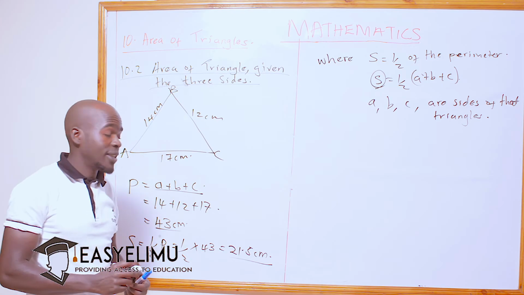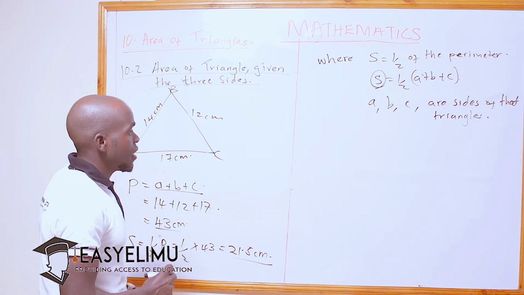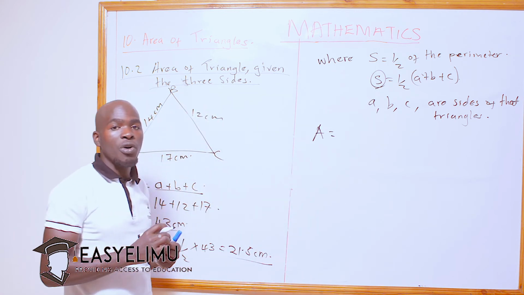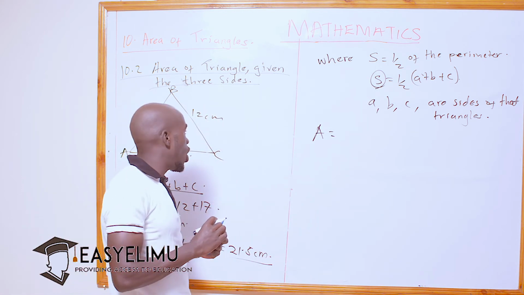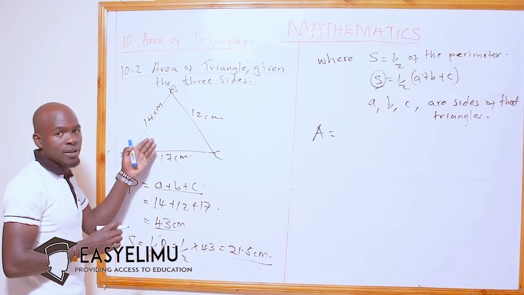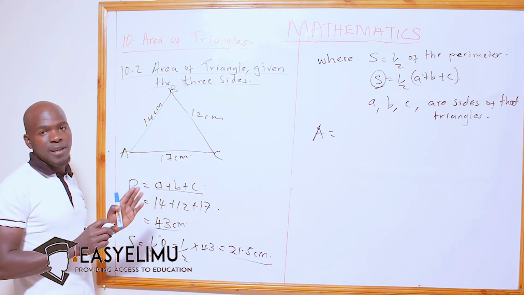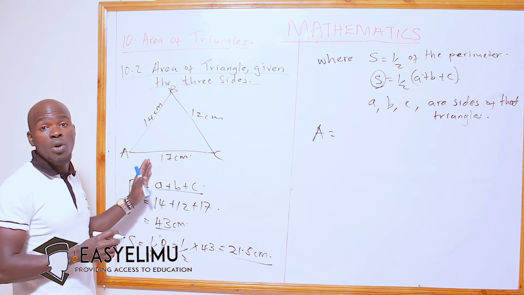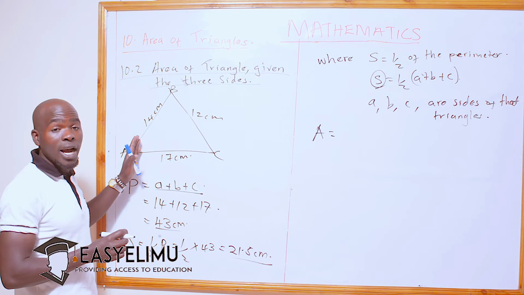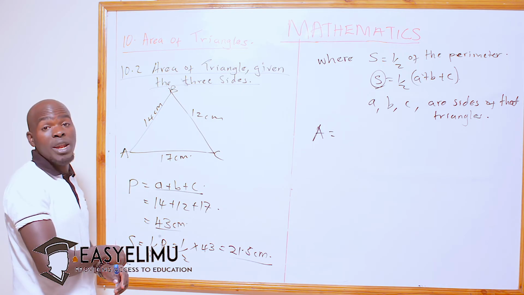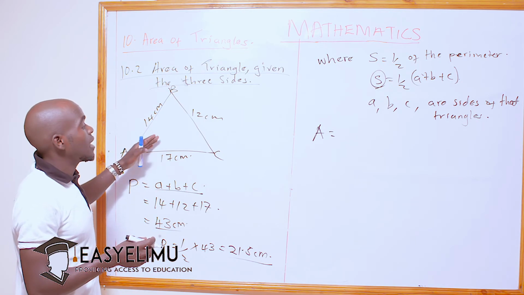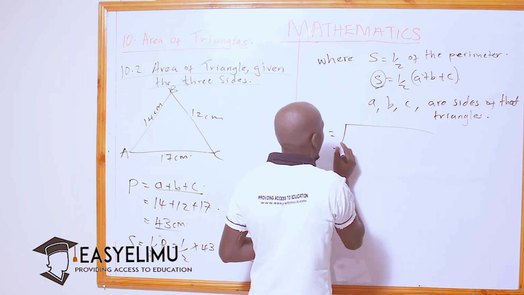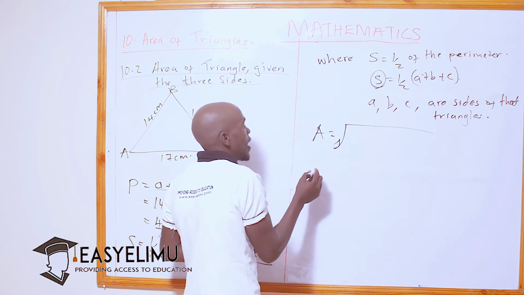21.5 centimeters. That is what we have as S. Now we can find the area of that triangle by using Hero's formula, or you can still construct using the real measurement, but sometimes these measurements are too large to be occupied by the paper of your book. So you are advised to use Hero's formula.